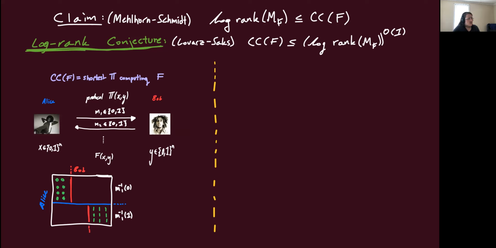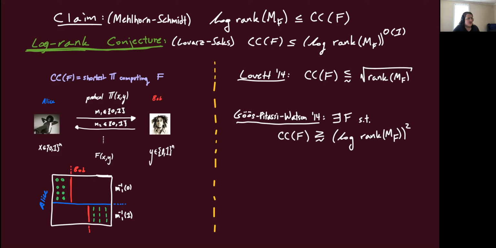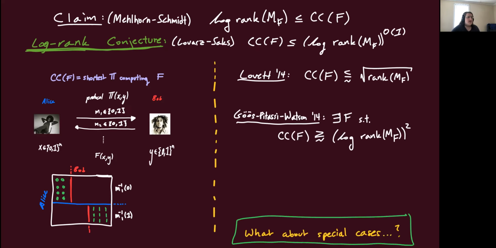It was posed in the late 80s by Lovász and Saks, and there's still relatively not too much known about it in the general case. So the best upper bound we know so far is due to Lovett in around 2014. And he showed that the communication complexity is upper bounded by roughly the square root of the rank. And the best lower bound we know of is something like quadratic, which is due to Göös, Pitassi, and Watson. And in particular, there's some function which witnesses this quadratic separation, meaning if the log rank conjecture is true, then this constant up here will have to be at least 2.